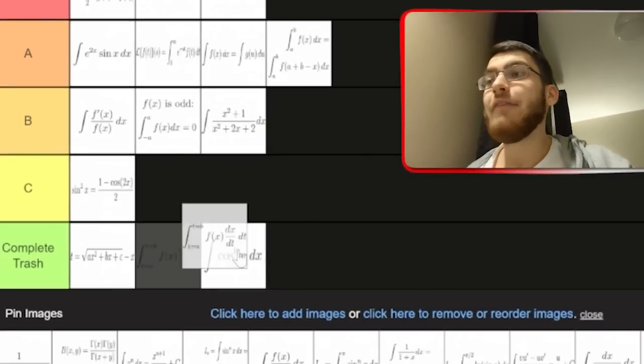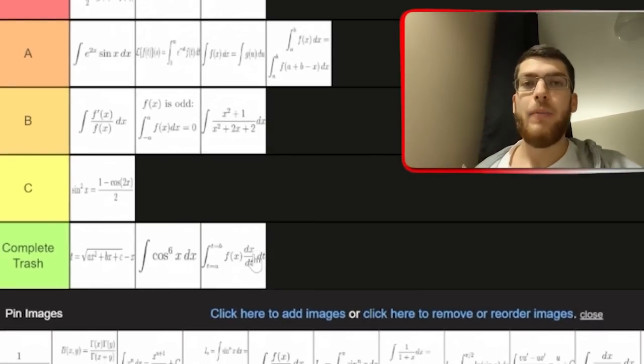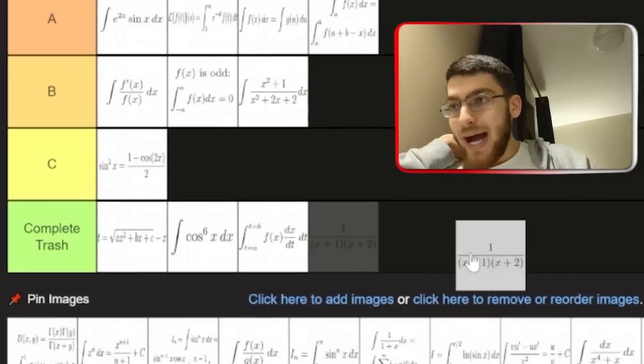Next, we've got this one. I've honestly never used a parametric integration formula for something that's Cartesian. So if you've got a Cartesian integral, just use Cartesian form. Otherwise, there's no real reason to switch it over to parametric. So yeah, if you're using parametric formulas, then definitely use the parametric form of integration. But otherwise, don't use it. It's complete trash.